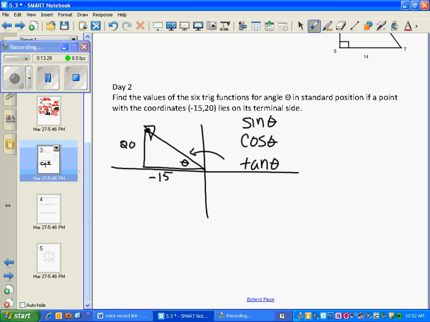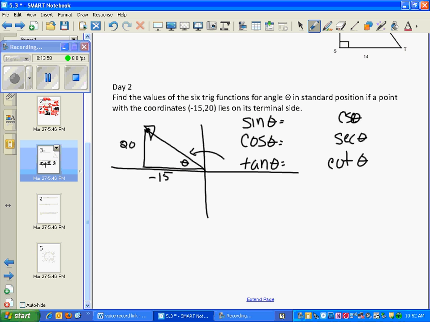And then we do the reciprocal. So that would be the cosecant of theta, the secant of theta, and the cotangent of theta. Okay. Well, if I want to find the sine of that right triangle, then I need to know what? The hypotenuse, which I don't have. Would you agree? So we use the Pythagorean theorem to go about finding it.